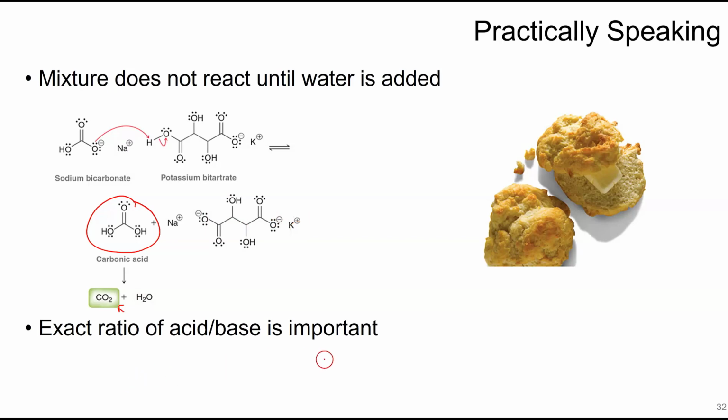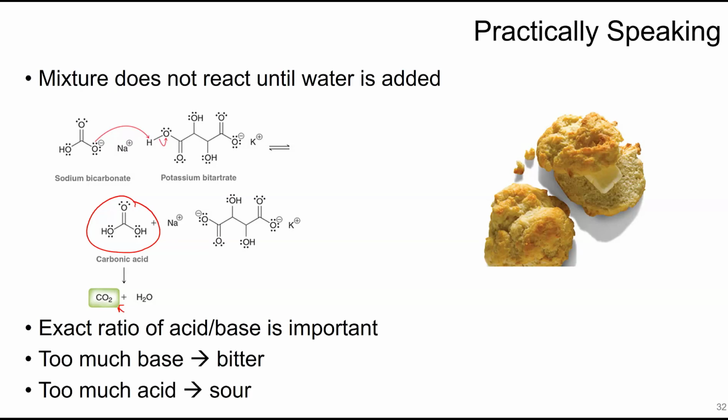So the exact ratio of the acid base is important. If you're using something like buttermilk in pancakes, that can act as an acid, or lemon juice can. You don't need to add as much baking powder. If you've ever done any baking and your things taste bitter, it might be because you added too much base, and if something is sour, it's probably because you added too much acid. So you were baking and you were doing organic chemistry, but you didn't know it.